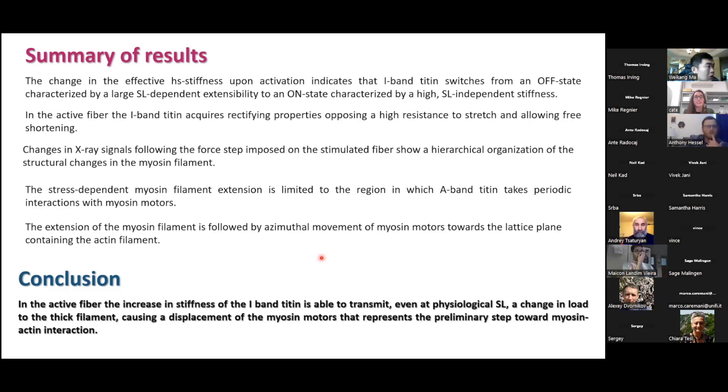All of these results can be summarized in one big take-home message: in the active fiber, the increasing stiffness of the I-band titin is able to transmit, even at physiological sarcomere length, a change in load to the thick filament, causing a displacement of the myosin motors that represents the preliminary step toward myosin-actin interaction.